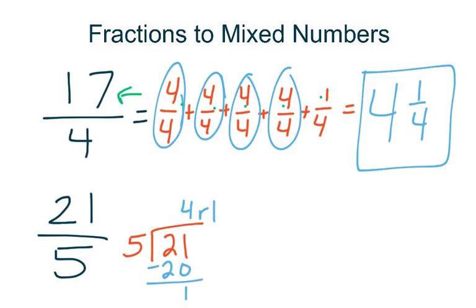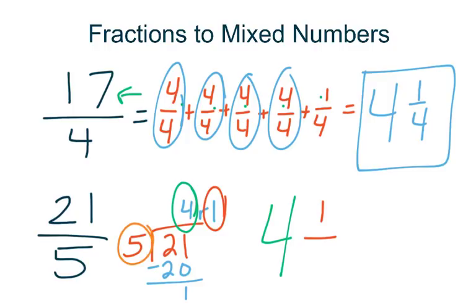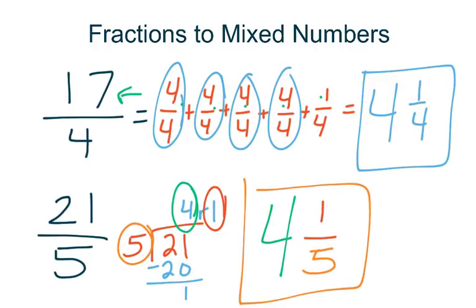I'm then going to turn this into a mixed number. So my quotient becomes my whole number, my remainder becomes my numerator, and my denominator is my divisor. So 4 1/5 is what 21/5 is as a mixed number. So you have those two options for either way.